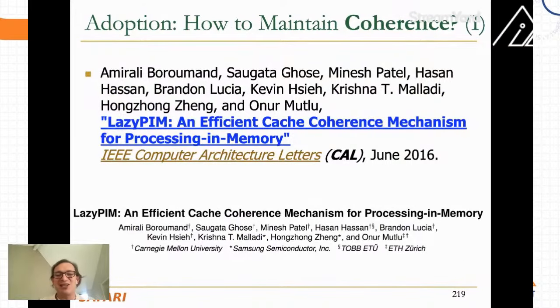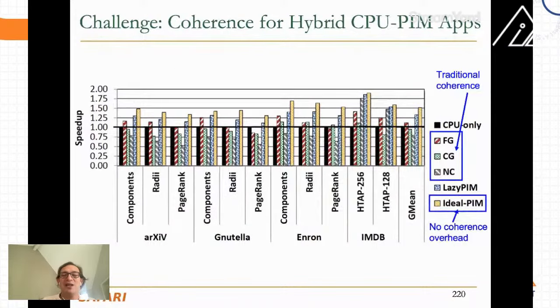How do you maintain coherence? It's a very tough area. If you want to partition an application between the processor and a near-memory processor, let's say, you actually need to maintain coherence, and this is not easy. We show this in our papers. Traditional coherence mechanisms don't work well. They sometimes reduce performance, actually. Whereas with ideal coherence, if you eliminate coherence, that's great. So we propose some mechanisms to do this coherence efficiently.